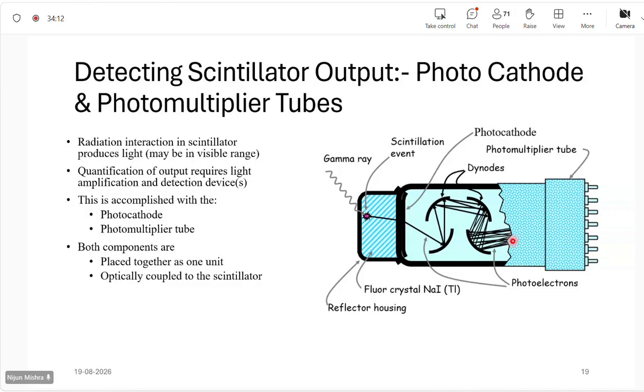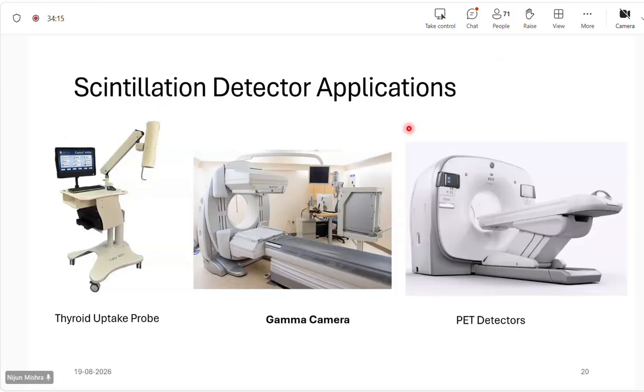So these are some uses or applications of scintillation detectors. See, it's a thyroid uptake probe. This is the probe where the scintillation detector used is a sodium iodide thallium activated detector. This is a gamma camera. These two are scintillation detectors. And here it's a PET detector. We know PET stands for positron emission tomography. When a patient undergoes positron emission tomography, two gamma photons are produced, and to see those gamma photons we use scintillation type detectors.